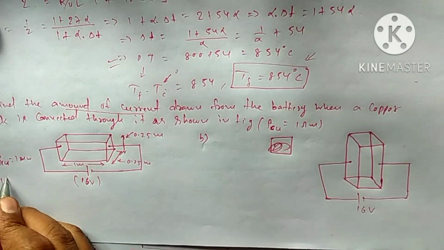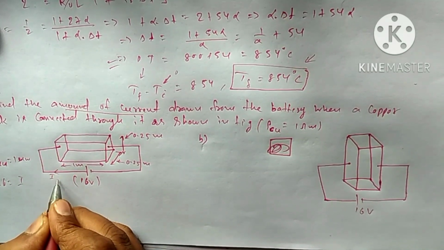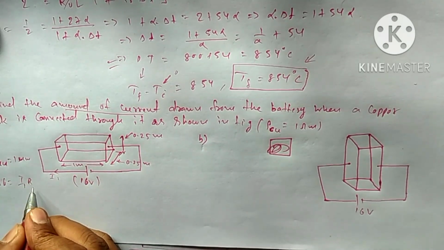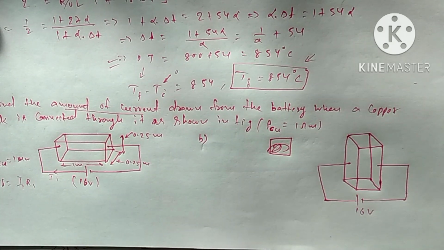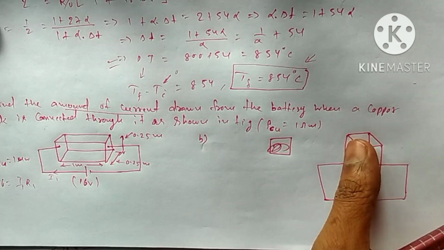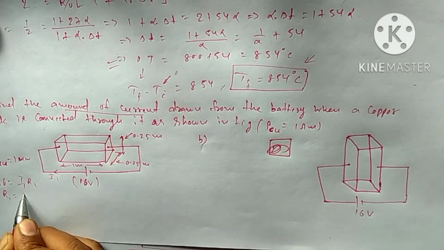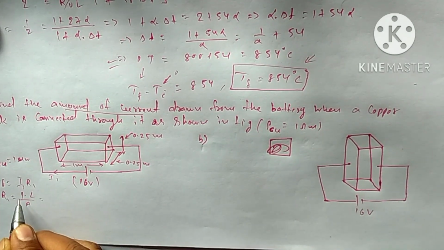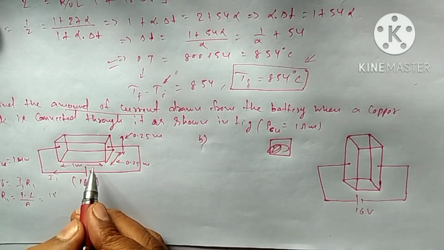We can apply V equal to I1 R1. Let me suppose I1 current flows through this circuit. R1 is not mentioned in this question, so we can find the value of R1 by the formula resistivity into length divided by area. Resistivity is 1, multiplied by length, and we can put the length here as 1 meter.